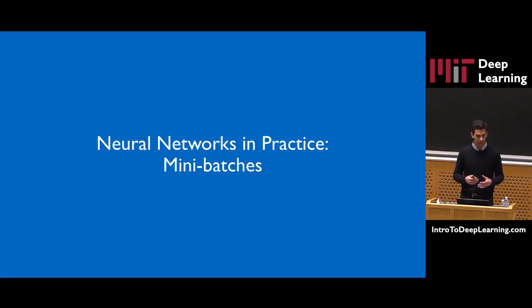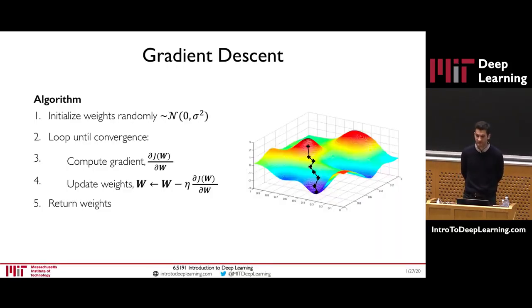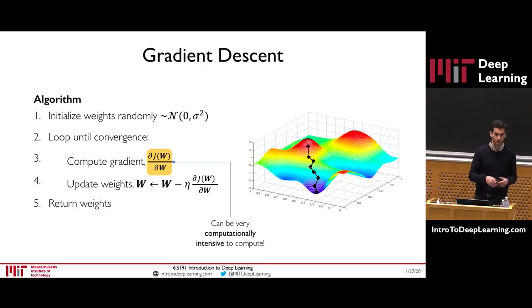Now, I want to continue to talk about some tips for training these networks in practice and focus on a very powerful idea of batching your data into mini batches. To do this, let's revisit the gradient descent algorithm. This gradient is actually very computationally expensive to compute in practice. So using the backprop algorithm is a very expensive idea in practice.